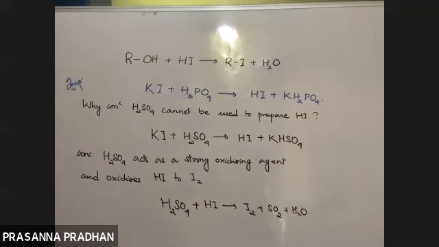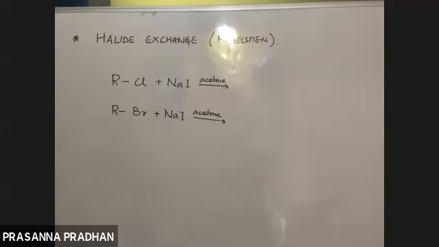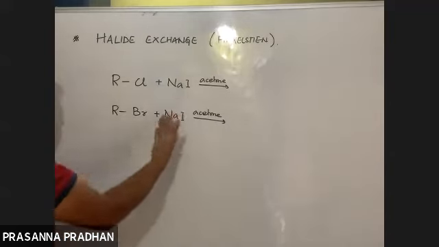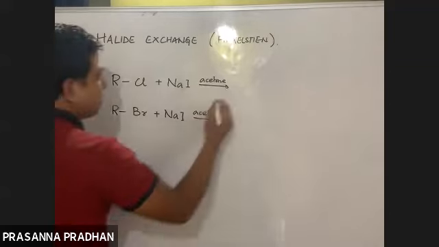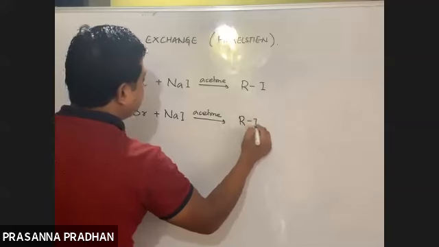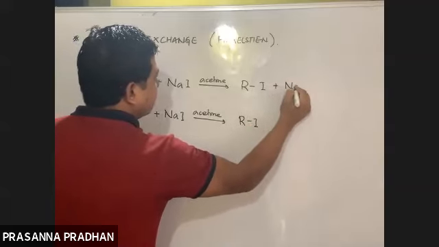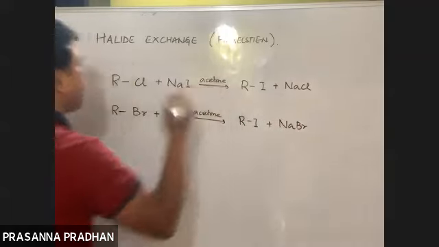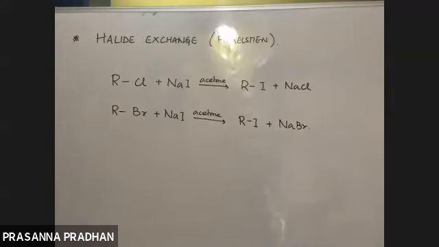So what is a halide exchange reaction? Alkyl halides, namely alkyl chloride and alkyl bromide, on treatment with sodium iodide in the presence of acetone, get exchanged with iodine. Here we get NaCl, and here we get NaBr. So this reaction is known as a halide exchange reaction. Which halides are exchanged with iodine? Chloride and bromide can be exchanged with iodine.